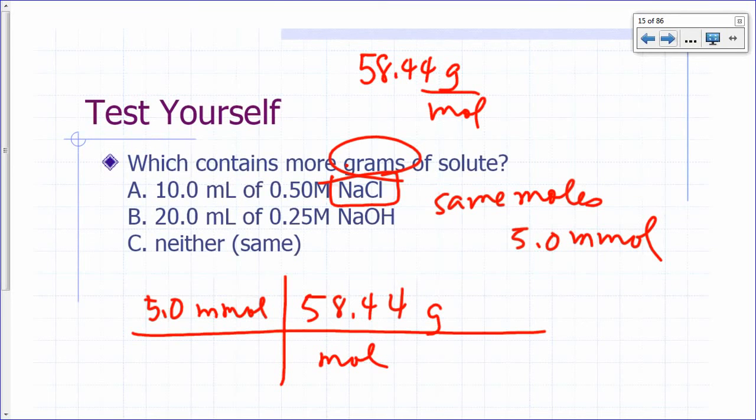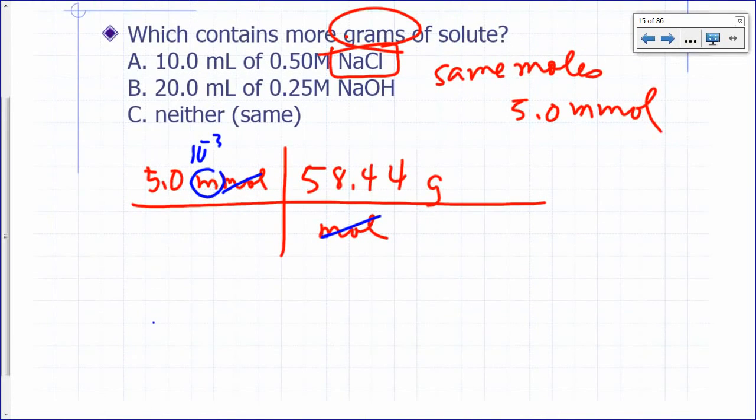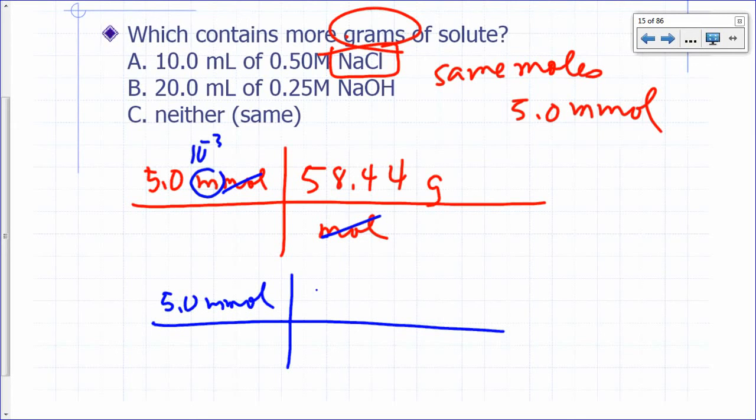Now, when you do this, mole will cancel out. You'll still be left with a milli there, which is 10 to the negative third. That will give you a milligram if you don't replace the milli by 10 to the negative third. But it's really irrelevant in this case. You don't even have to do that because you're just comparing the two. You're not asked for the actual amount. So here you have 5 millimoles, this time of sodium hydroxide, and molar mass of sodium hydroxide is 40.00 grams per mole. Again, we've seen that earlier. So which one will have more grams? The one that has a larger molar mass. So the correct answer in this case is A.